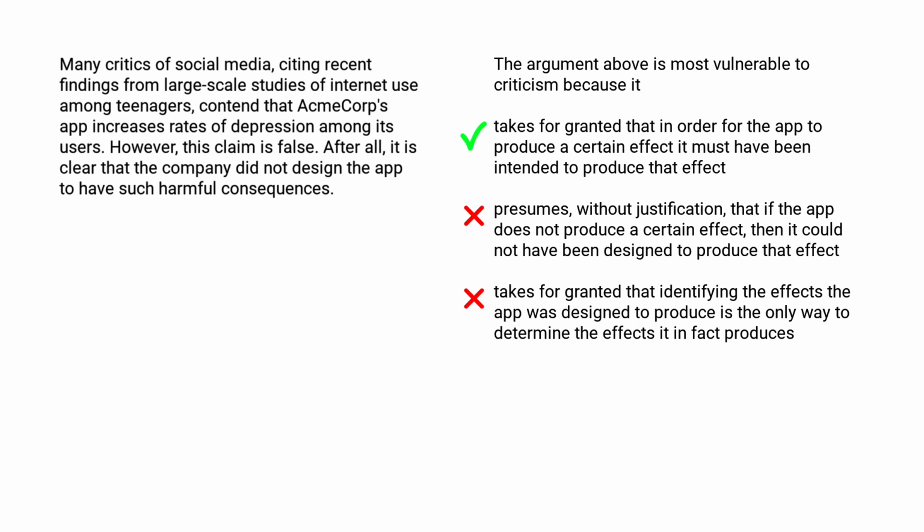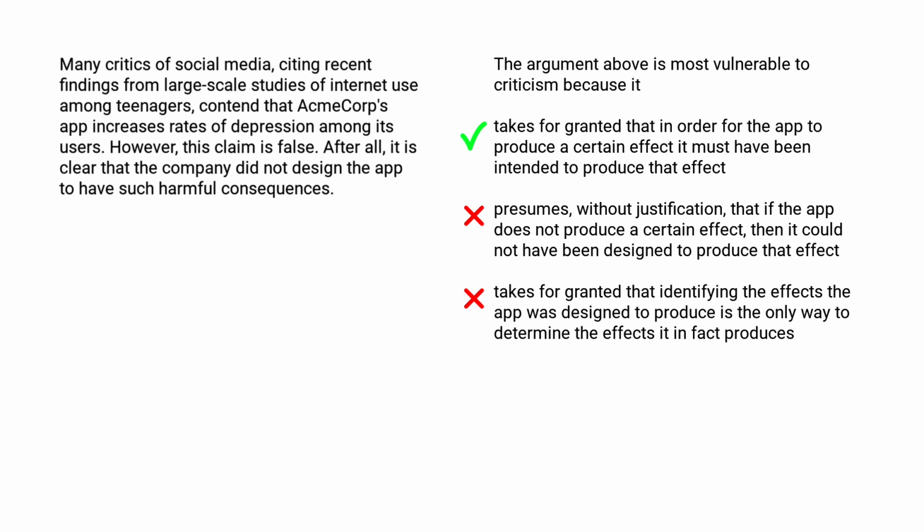But all that means is that the argument is assuming that lack of intent is one reason why we know there isn't an effect. In other words, the premise is just one of the reasons that we know the conclusion is true. But there could be other reasons that the author of this argument thinks the app doesn't increase rates of depression. Just because they gave you one premise that they think proves their conclusion doesn't mean that they think that's the only premise that could ever be relevant to the conclusion. So that's why this is wrong. The author is not assuming that this is the only way to determine the effects of the app.